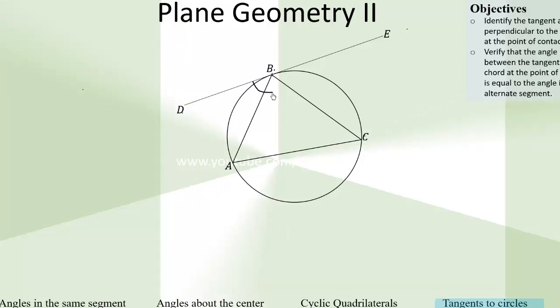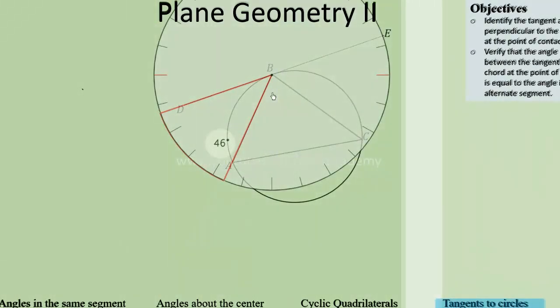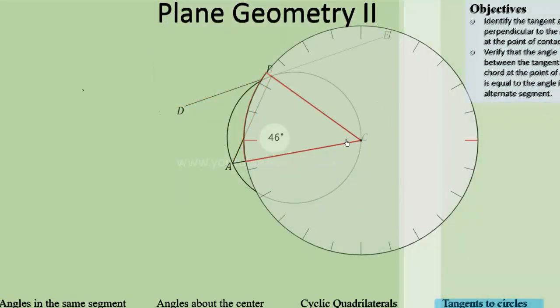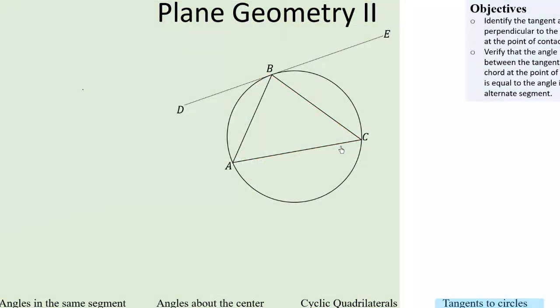This angle here, what is the value? So let's measure it and see. We use a protractor to measure it and realize that it is a 46-degree angle. Then let's measure the angle here too and see something. So this angle too is also a 46-degree angle. Which tells us that the angles in alternate segments, which is this angle and this angle, are equal.